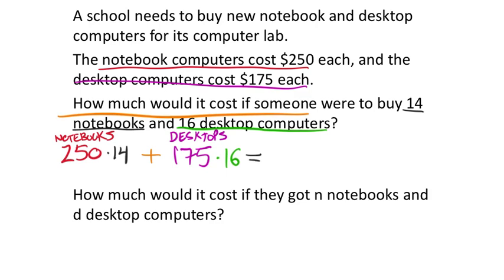Since I'm looking for a cost, right now, before I do any other work, I'm going to label my answer with a dollar sign because that will tell me cost. So, in the calculator, I've got 250 times 14 plus 175 times 16. I push enter, and my calculator says that cost would be $6,300. Okay, so that's the first part. How much would 14 notebooks and 16 desktop computers cost? $6,300. The second part, how much would it cost if they got N notebooks and D desktop computers?